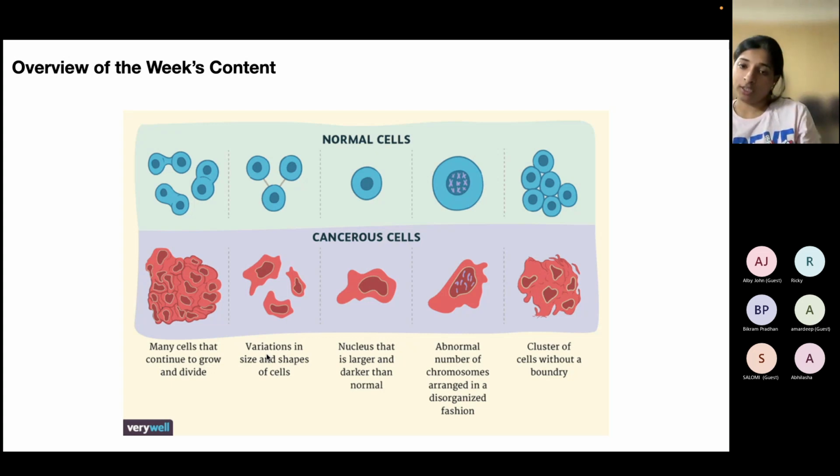Nucleus is larger and darker than normal. This is mainly because the cell is actively dividing, so the nucleus is in the process of division. Again, the chromosome number we cannot observe at the outright H&E stain; you need further analysis.